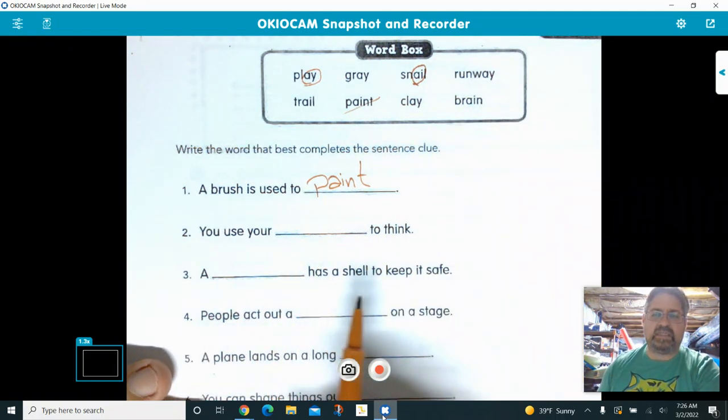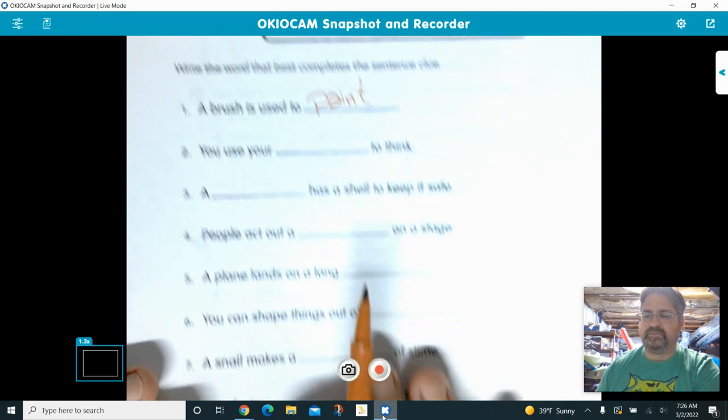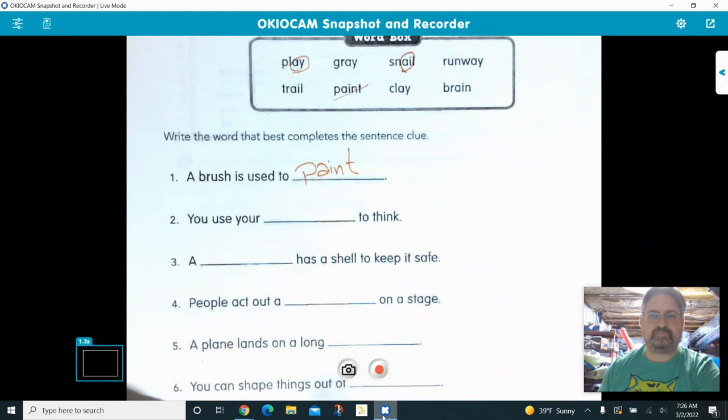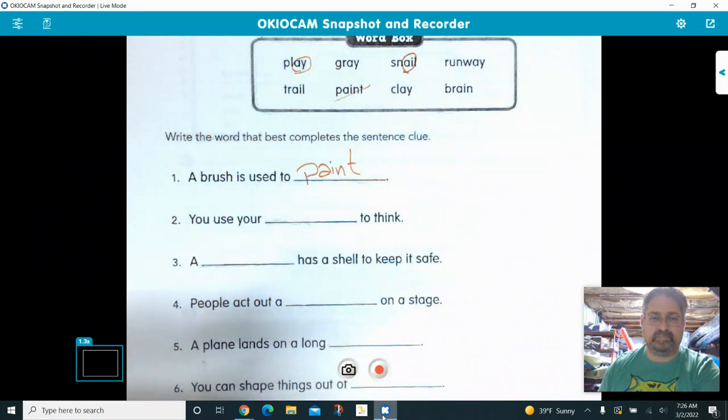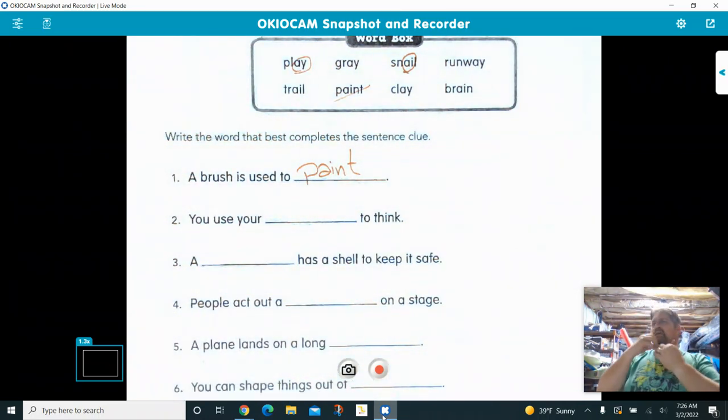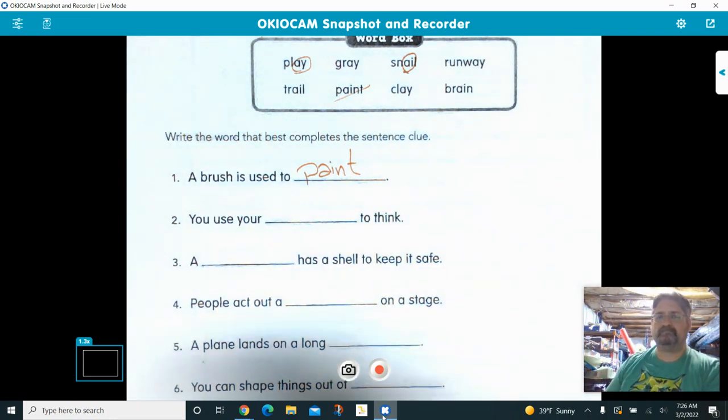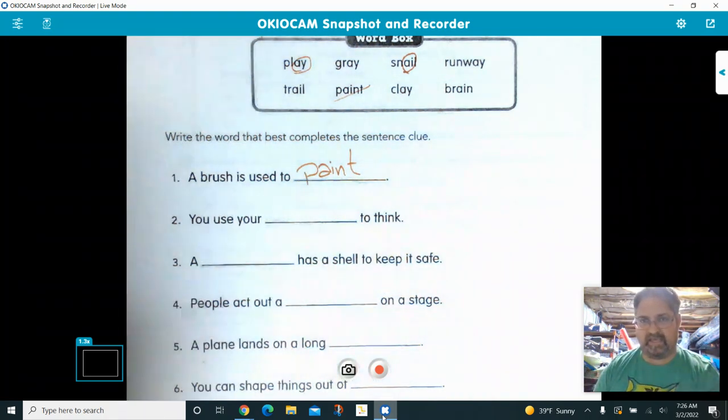A blank has a shell to keep it safe. What kind of an animal has a shell that keeps it safe? I'll leave that up there so you can look at it. People act out a blank on the stage. Lots of drama there. Number 5, a plane lands on a long. It's not brain. If a plane lands on your brain, you got problems. So, yeah, an airplane lands on a long. This thing. It's also a long word. That gives you a hint.